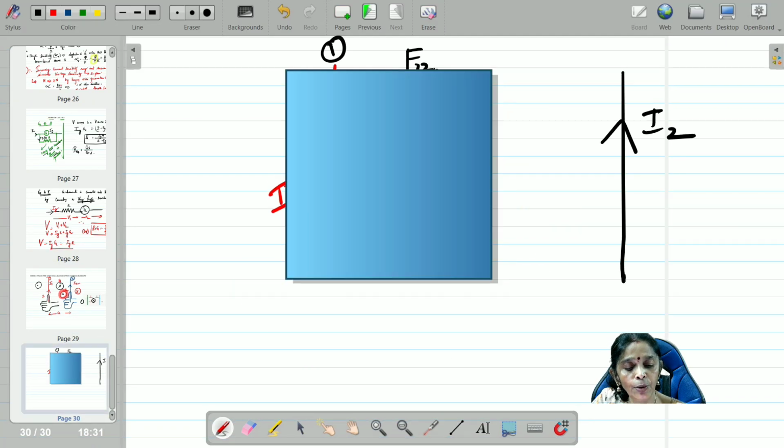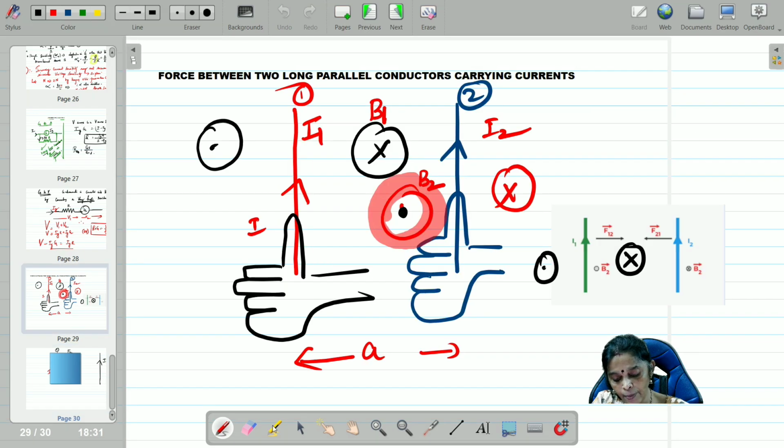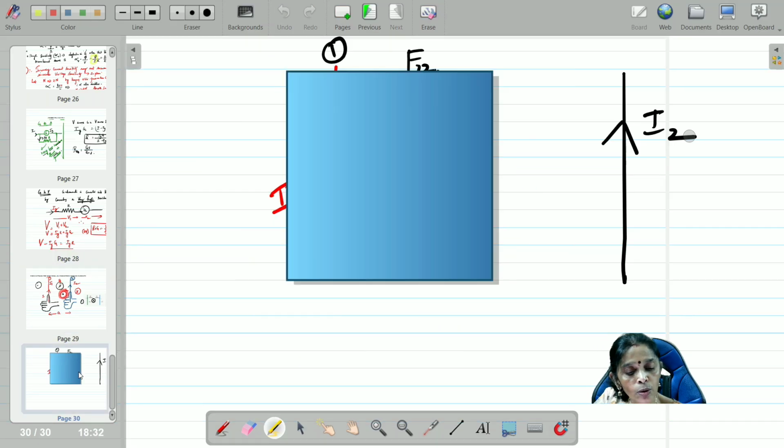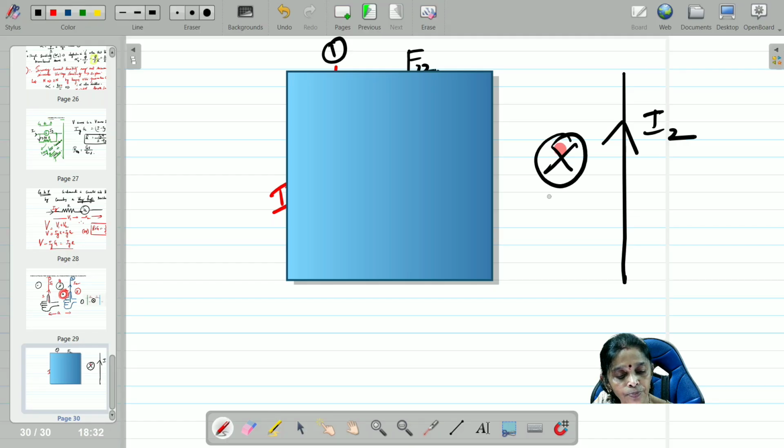Wire 2, current is I2, and B1 is the external magnetic field. How is the B1 acting? Tell me B1, how is it acting? Into the plane. So therefore B1 is acting into the plane. Let me write this is into the plane. Now find out the force.